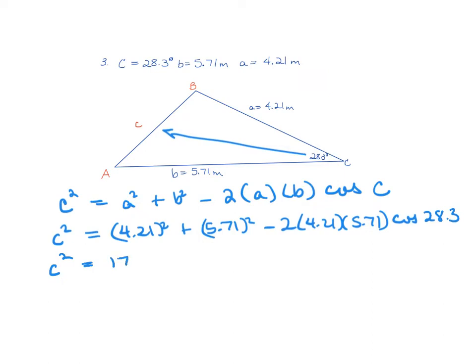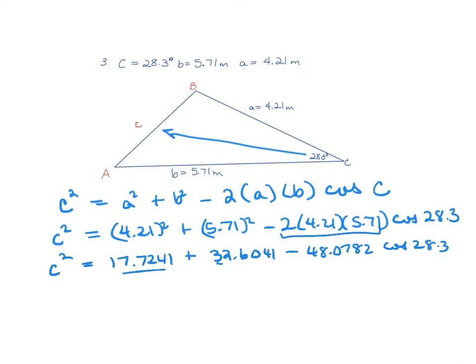4.21 squared, 17.7241. This 5.71 squared, 32.6041. Multiplying these three pieces together gives me 48.0782. I still have cosine 28.3. And now I could add these two, multiply these two. 50.3282 minus 48.